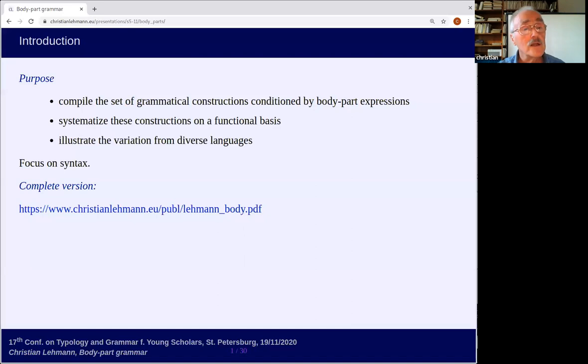The purpose of my presentation is to compile the set of grammatical constructions conditioned by body part expressions. And I will systematize these constructions on a functional basis, which means the overall approach will be onomasiological rather than semasiological. Incidentally, whenever I'm using any terms unfamiliar to you, you can also consult my website. There's a search function there where you can search for the explication of terms. And finally, the various constructions will be illustrated from diverse languages. The entire field of body part grammar, of course, also comprises a lexical and a morphological section, which we'll skip here and focus on syntax.